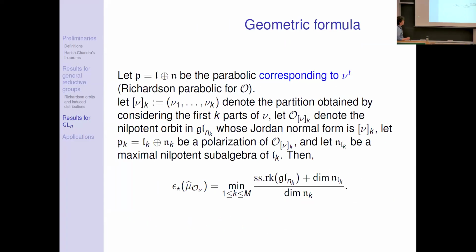All right. And so that came out from the blowing up of the singularities. Alternatively, from this geometric description, one can obtain a formula that's very geometric. It's also a minimum. It's basically the same formula, but dressed more nicely.